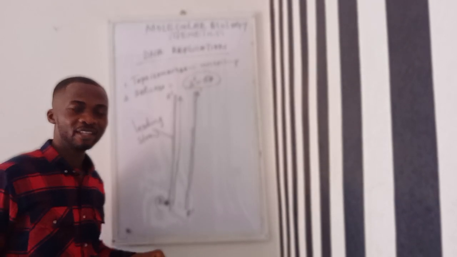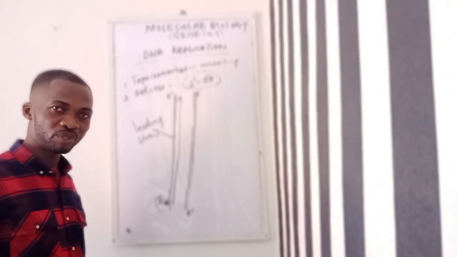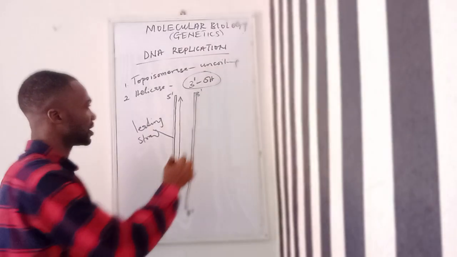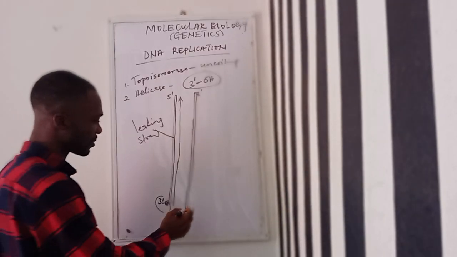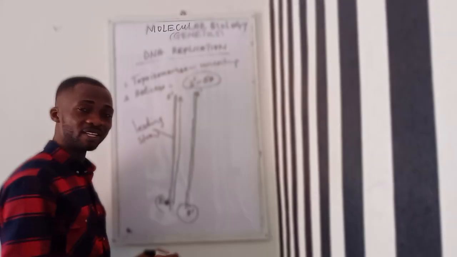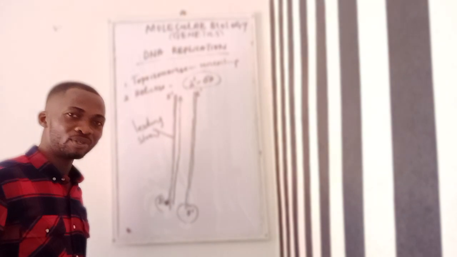But then replication is discontinuous on the lagging strand. Replication is discontinuous on the lagging strand. It is not direct. It does not occur direct. The reason is that this strand does not contain the raw material required for DNA polymerase to work.